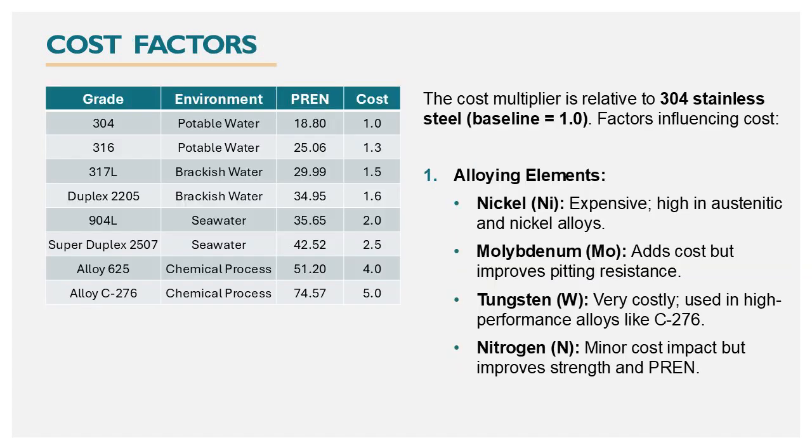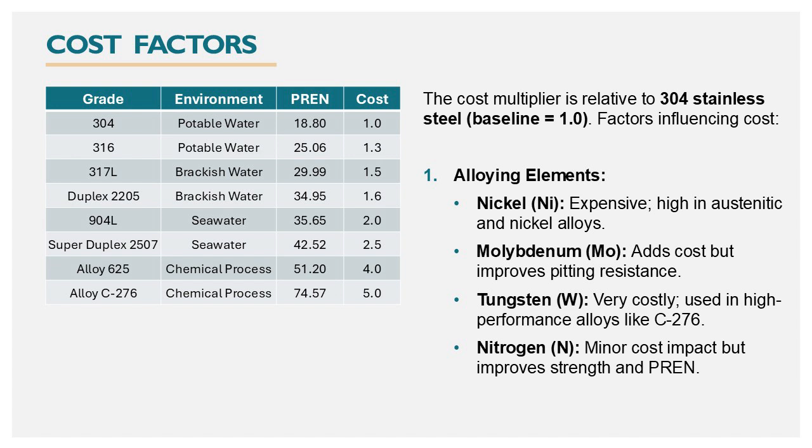Cost factors. This table compares different alloy grades based on their corrosion resistance and cost for various environments. It shows that as the environment becomes more aggressive, from potable water to seawater and chemical processes, the pitting resistance equivalent number, PREN, increases, indicating better corrosion resistance, but so does the cost.